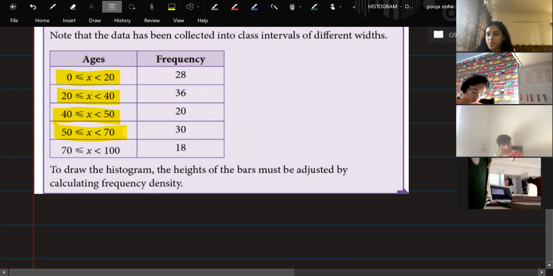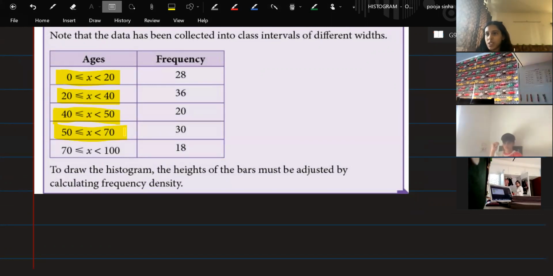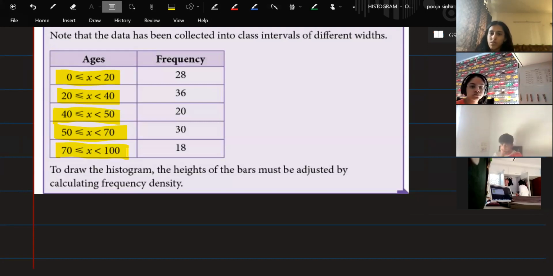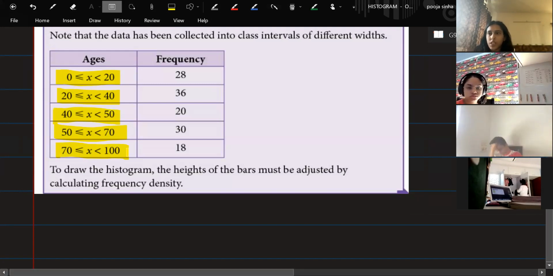How much is the width? Come on, tell me. Speak, everyone. 20. And 70 to 100, how much is the width? 30. All right. So do you see that the widths are varying? Yes. Okay. So now that is our first thing. The widths are varying here.